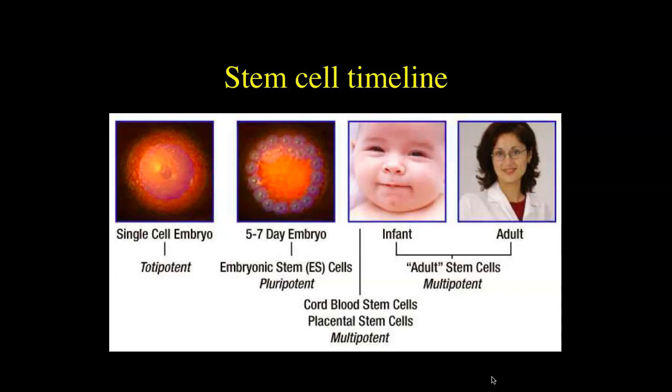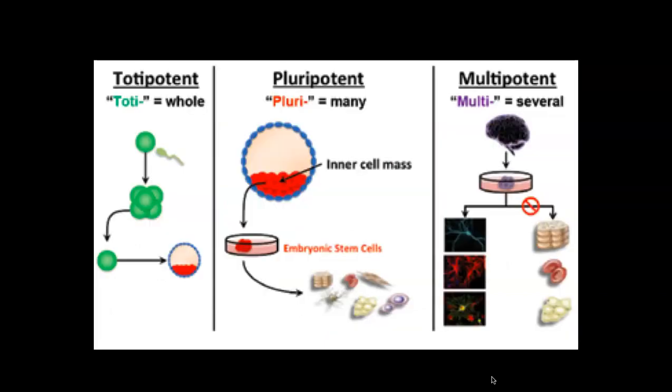Then the adult stem cells, that means if we are taking them from an infant or from an adult, we call them multipotent. Multipotent means they form multiple types of cells, right? Then cord blood stem cells and placental stem cells are also multipotent cells. So these are the stem cell timelines.